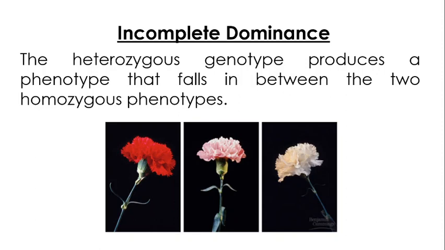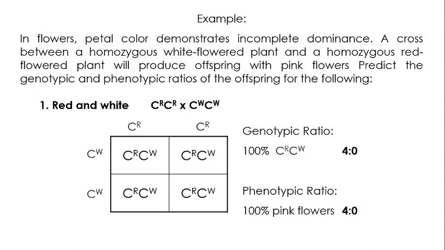So, pwede pa rin natin gamitin dito yung Punnett square. So, in flowers, petal color demonstrates incomplete dominance. A cross between a homozygous white-flowered plant and a homozygous red-flowered plant will produce offspring with pink flowers. For this example, let us predict the genotype and phenotype of the offspring as well as their ratios.